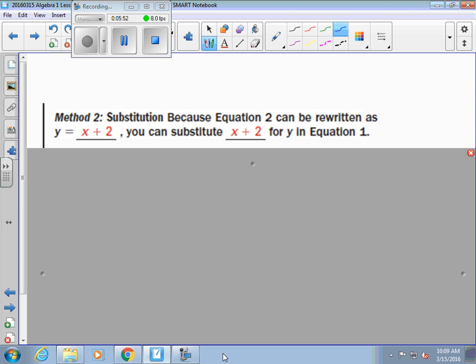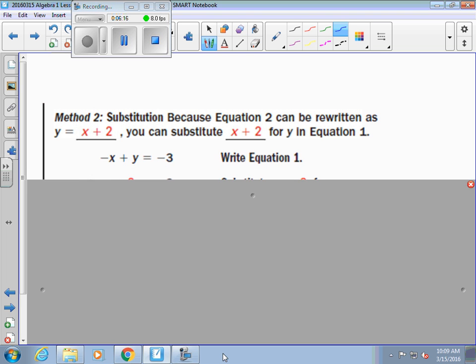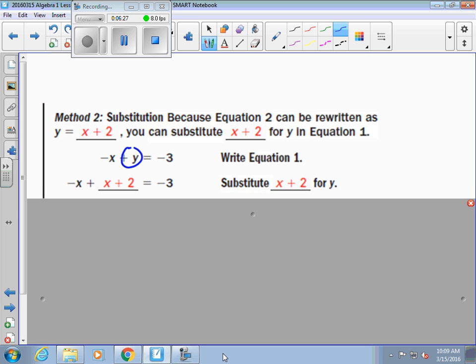Method number two deals with how to do it algebraically. This is the way that most of us would rather do it, where we don't have to fool with the graphing, especially where we don't make a mistake drawing it. So substitution is the second method we learned how to do with systems. It says equation 2 can be rewritten as y is equal to x plus 2. In place of y, you could sub in that expression, x plus 2. So here's equation number 1: negative x plus y is equal to -3. In place of y, right here, we're subbing in x plus 2.